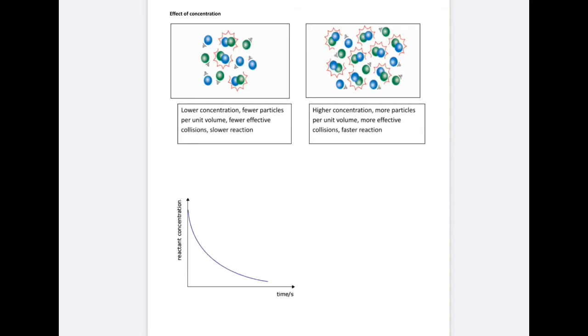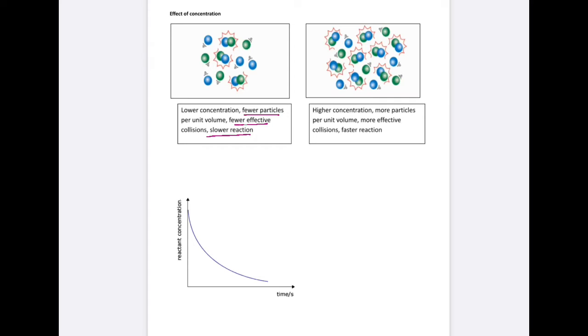So we're now going to see the effects of the different factors that affect the rate of a reaction. The first factor that we'll see is the effect of concentration. So at low concentrations, we're going to have few particles per unit volume. And if we have few particles, we're going to have few collisions, and fewer collisions mean less effective collisions. So less effective collisions means a slow reaction.